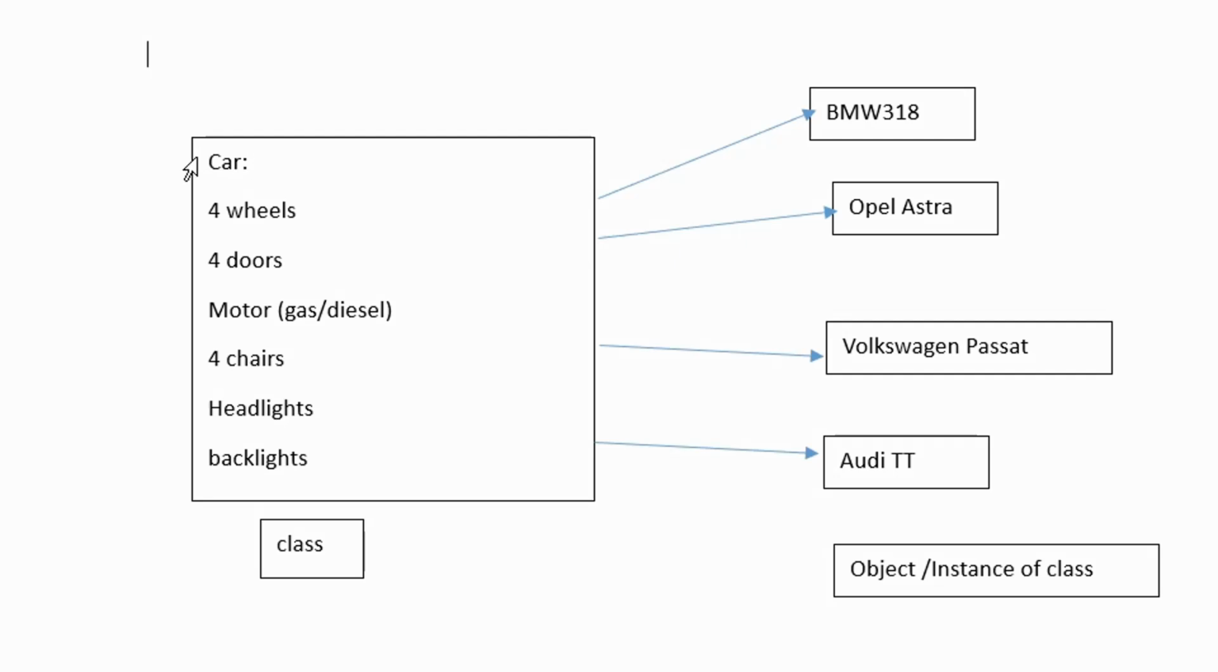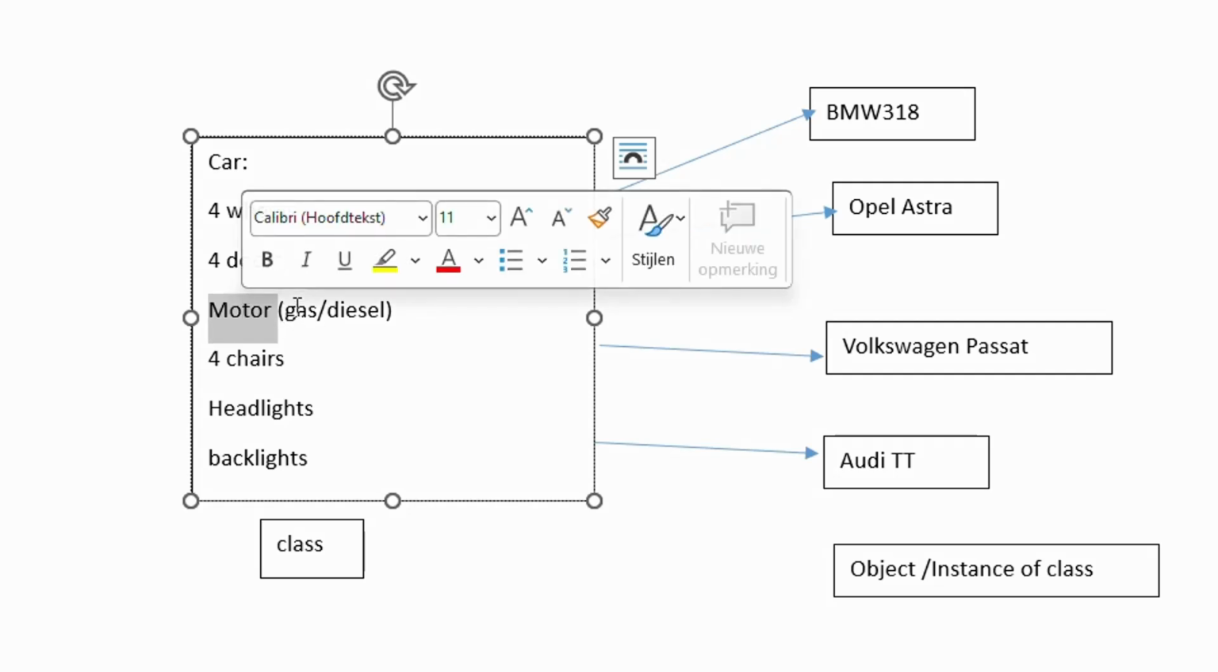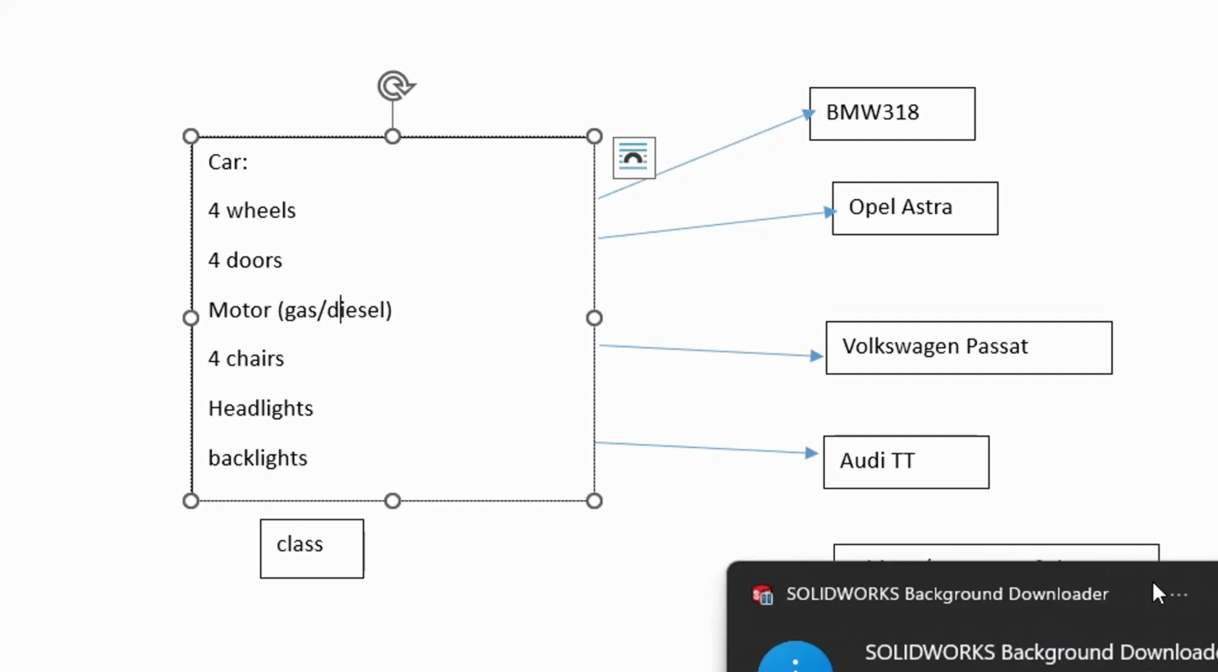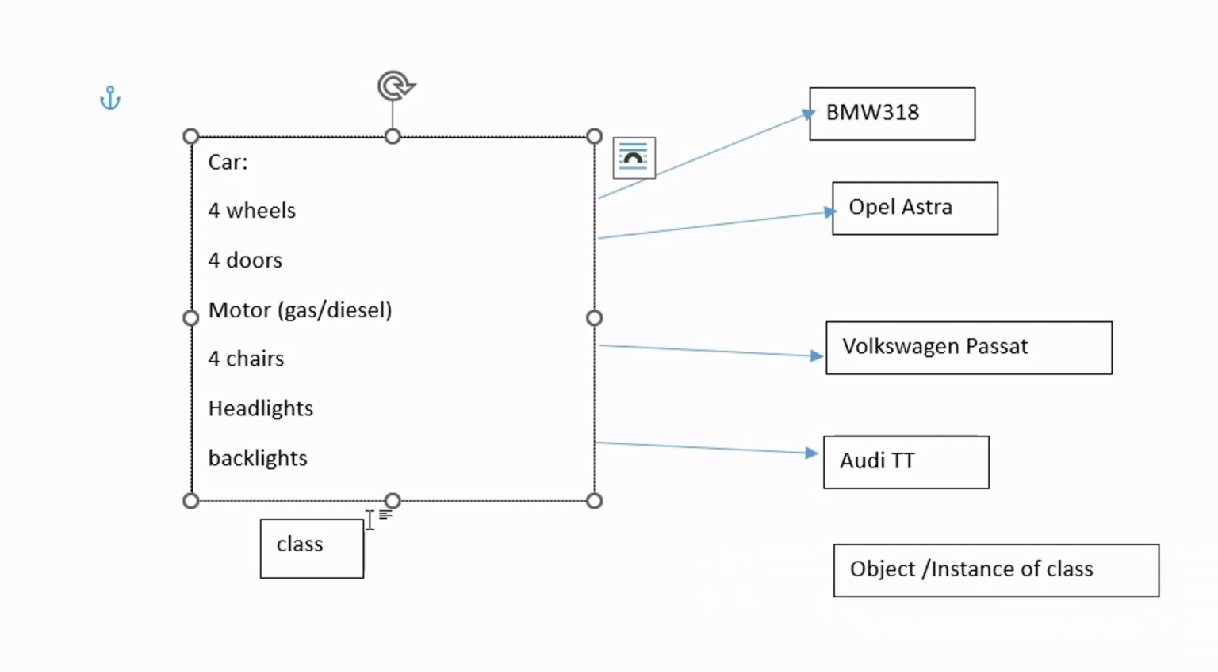We can describe the properties of a car, and we want to keep them together, and in this case it's in a block, of course, or in a square, and it tells us that the car has 4 wheels, 4 doors, it has a motor, for instance a gas motor or gasoline or diesel, it has 4 chairs, and it has headlights, and it has backlights. And the description of what we see here is what we call a class in C++.